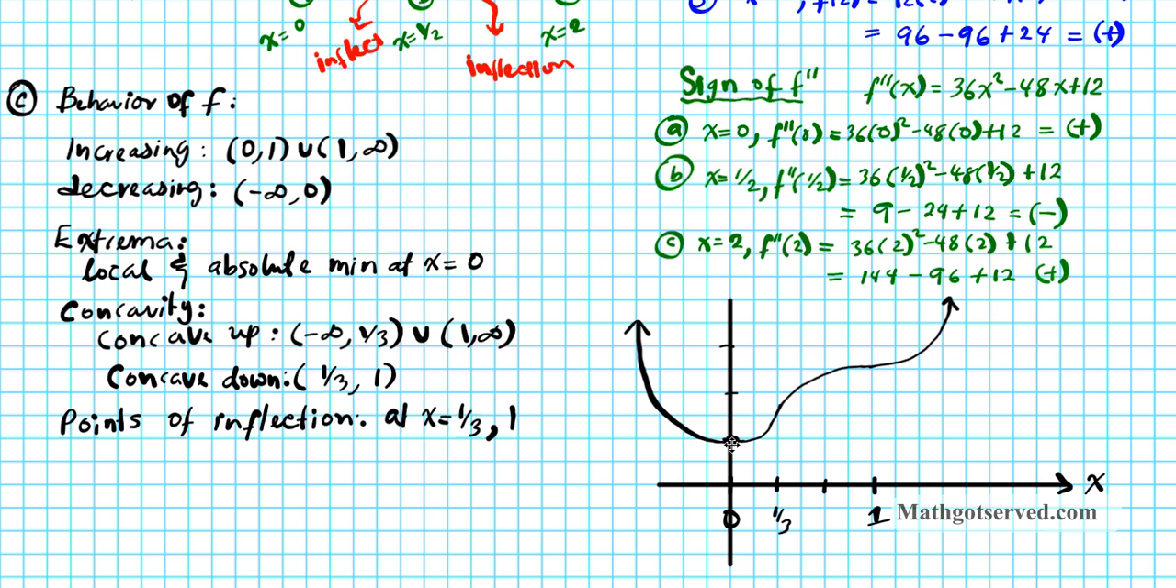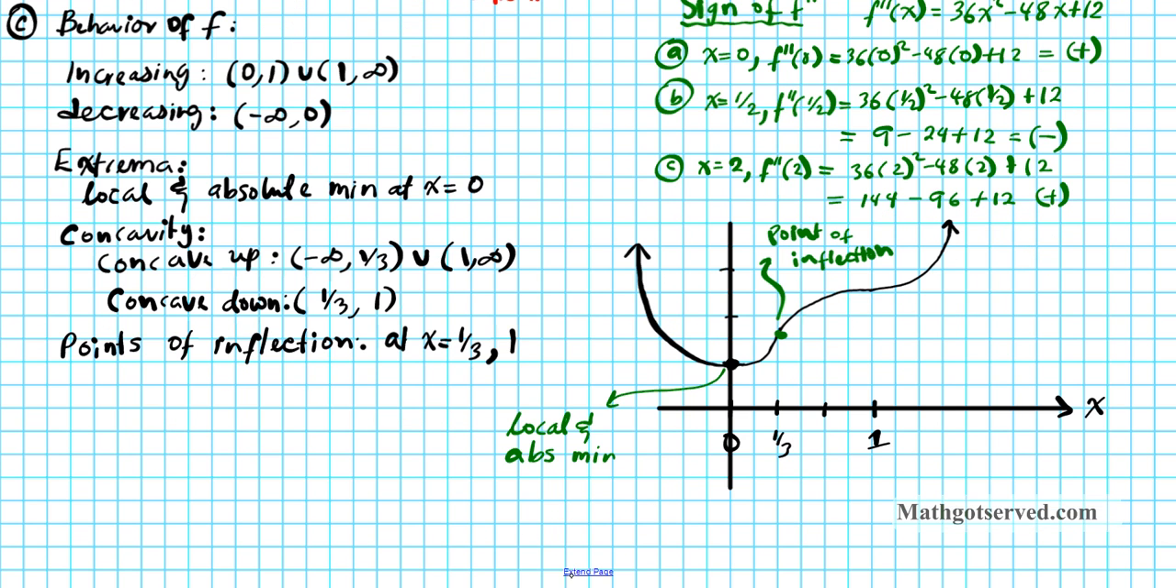You can clearly see that this is our local and absolute minimum. Let's go ahead and label that. So this is our local and absolute minimum. All right, and this point right here where the concavity changes at 1/3, that is a point of inflection. Okay, point of inflection. All right, so that's that.